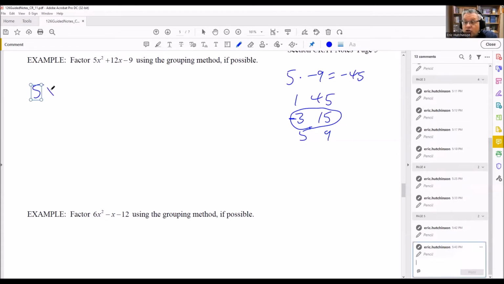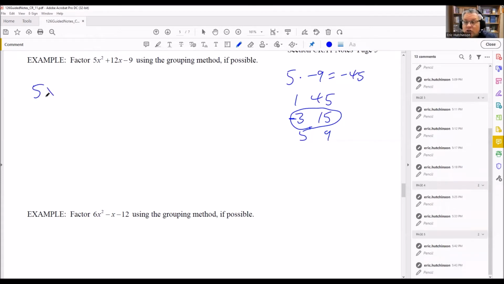Again, it doesn't matter which one of those you put first. I'll put the -3 first: 5x squared, -3x plus 15x, and then -9. It would still simplify back to what we started with. We're just purposely rewriting the 12 as -3 plus 15. Now we're going to factor the first two and factor the second two.